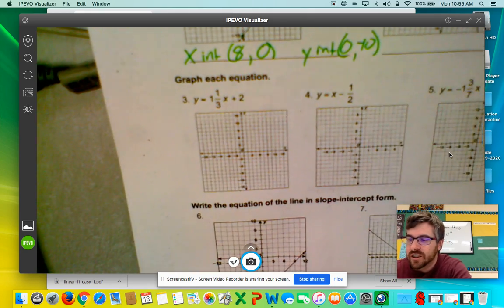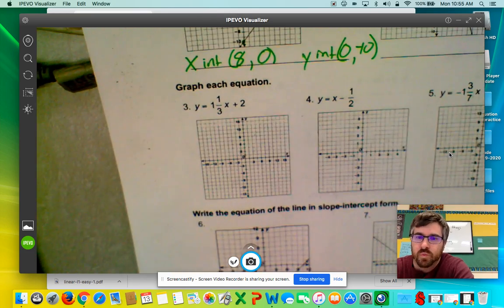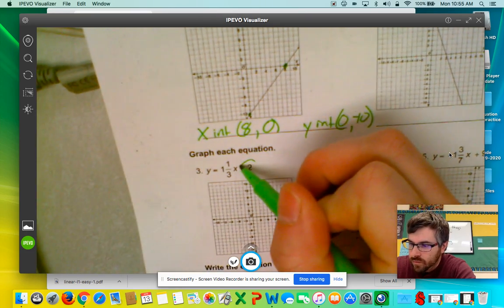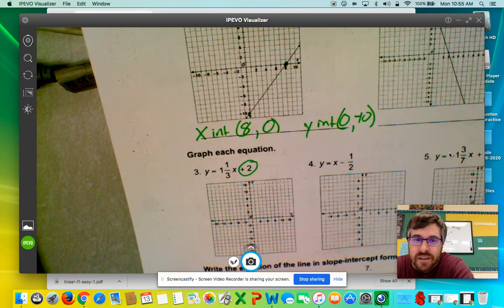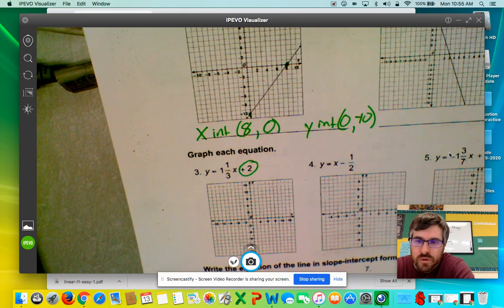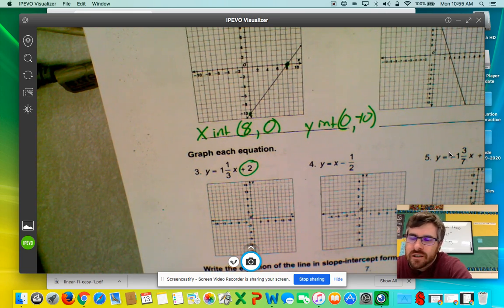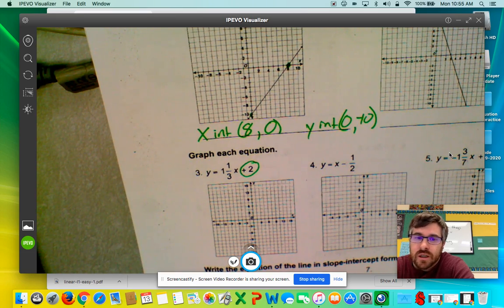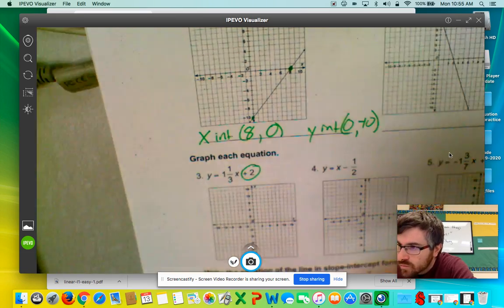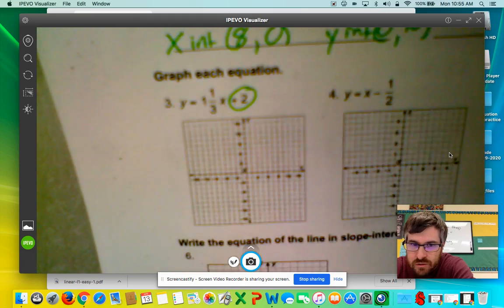All right, last thing. Graph this equation. What is that? Is that the x? Is that the slope? Is that the x-intercept? Is it b, the y-intercept? That's your y-intercept. So we find 2 on the y-axis. Zoom in down here so you can see a little bit better.